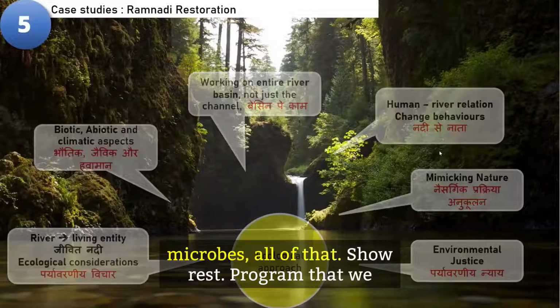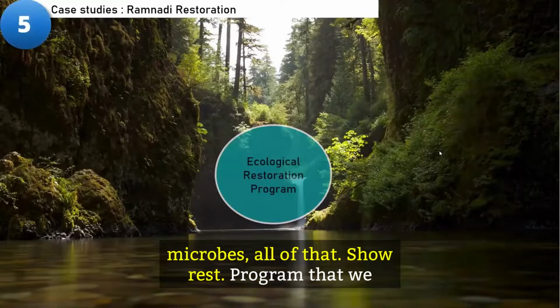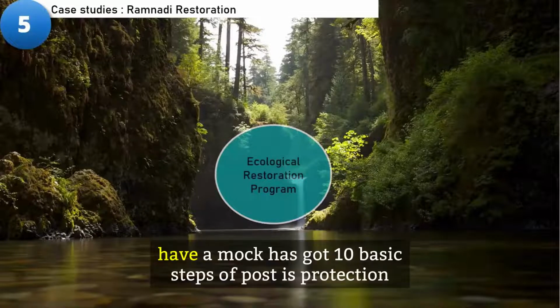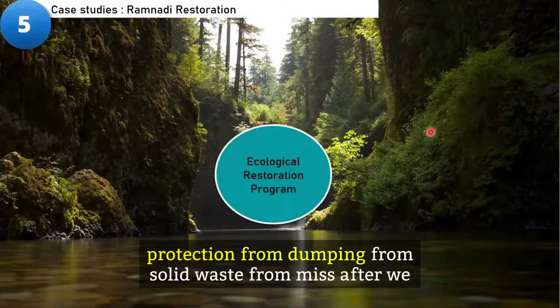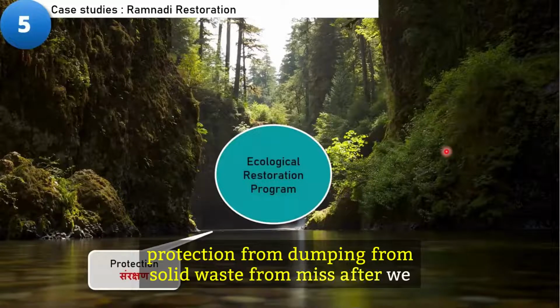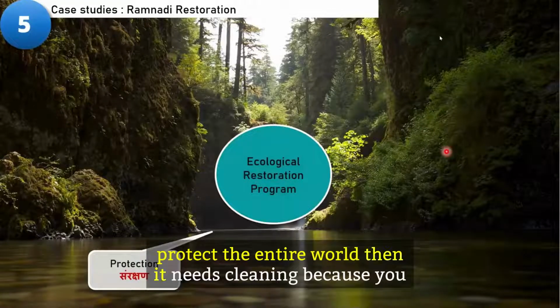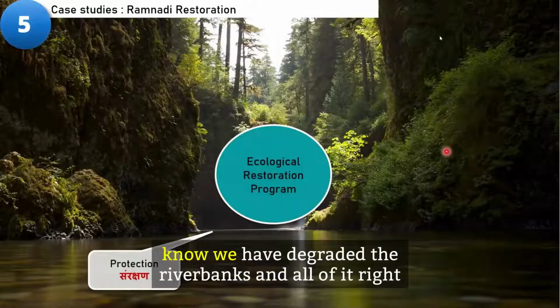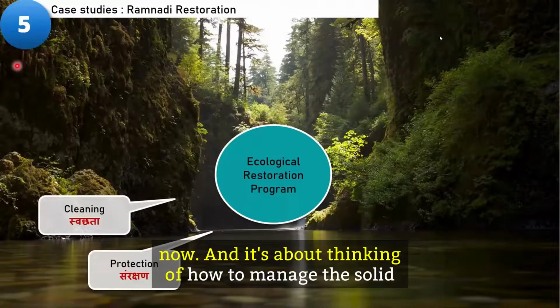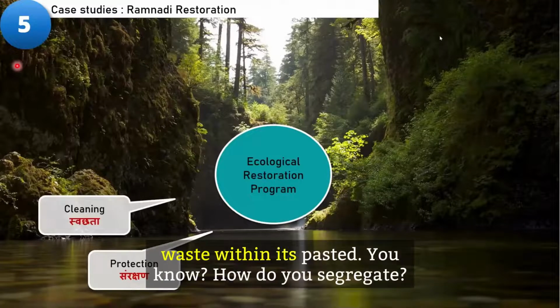So the ecological restoration program that we have embarked on has 10 basic steps. The first is protection, protection from dumping, from solid waste. After we protect the entire river, it then needs cleaning, because we have degraded the river banks. And it's about thinking of how to manage the solid waste within its basin.